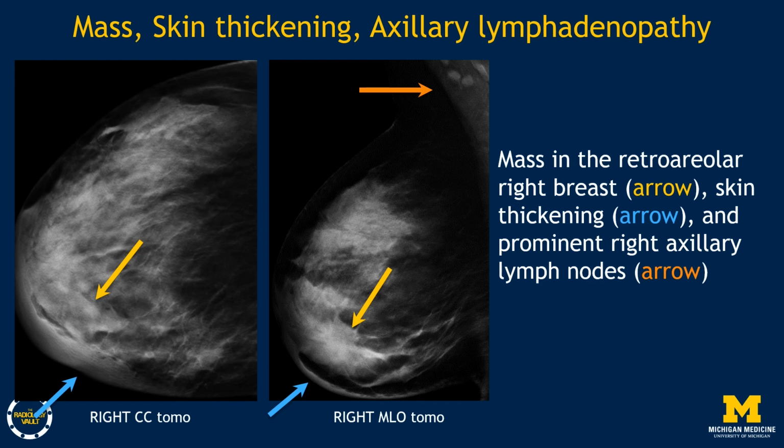Here's another case of a mammogram showing a mass, skin thickening, and axillary lymphadenopathy. The mass can be seen retroareolar with a yellow arrow. There is skin thickening demarcated by the blue arrow. That's best seen on the right CC tomosynthesis projection. And there are also axillary lymph nodes seen in the axilla on the right MLO tomosynthesis projection.